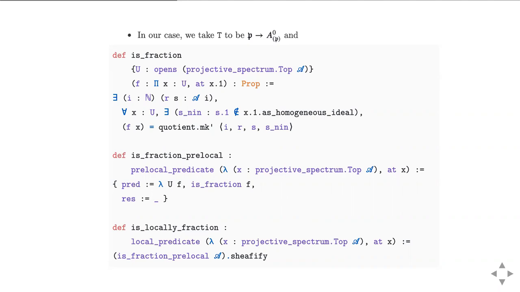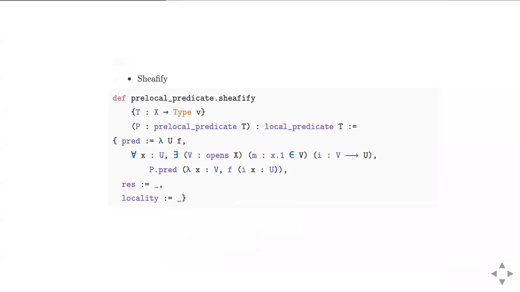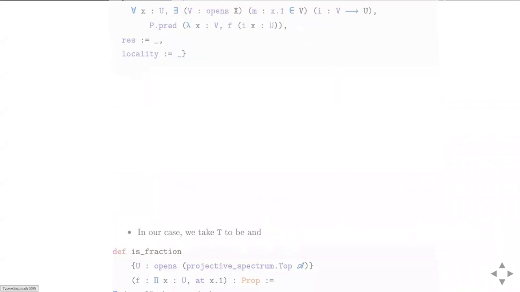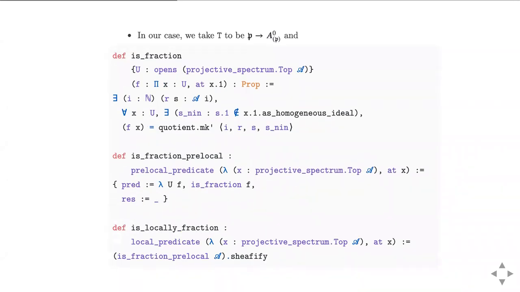Actually, we can just write the local predicate to begin with, but we have one extra thing to prove. If we start with a pre-local predicate, this thing will be automatic. That's why we start with a pre-local predicate. So your initial definition is globally a fraction, and after we sheafify that, it becomes locally a fraction. So this local fraction is just the sheafification of this global is-fraction thing.